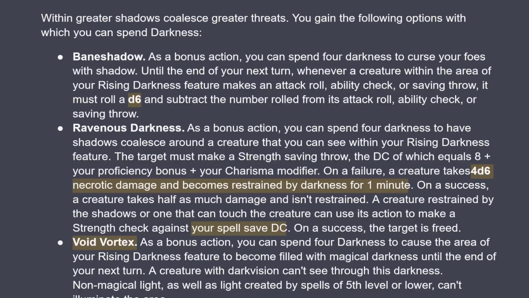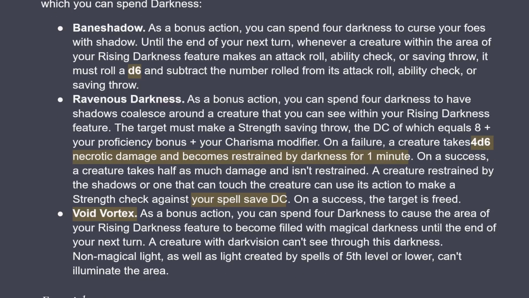Let's talk about what the actual abilities do. The first one's Baneshadow. So spend your bonus action, your 4 darkness points, until the end of your next turn. So essentially 2 turns worth when you think about it. Because probably, again, all of these things, you're spending your darkness. You're hopefully at your cap when you start your turn by having a good turn before. So by come round 2, you're hoping you're pretty much at max.